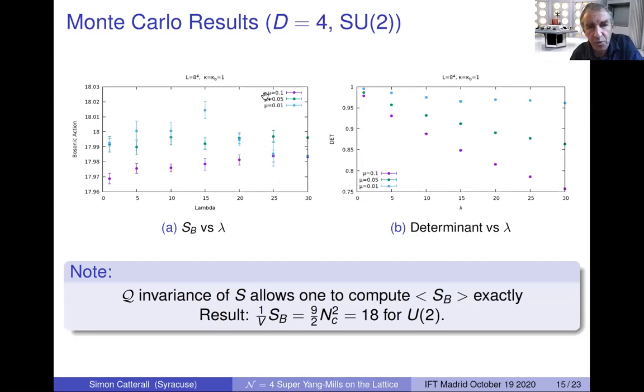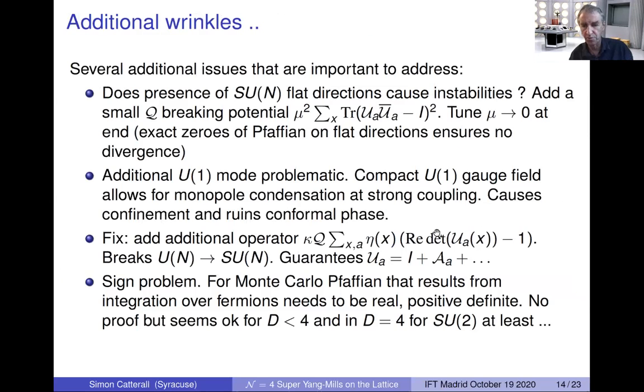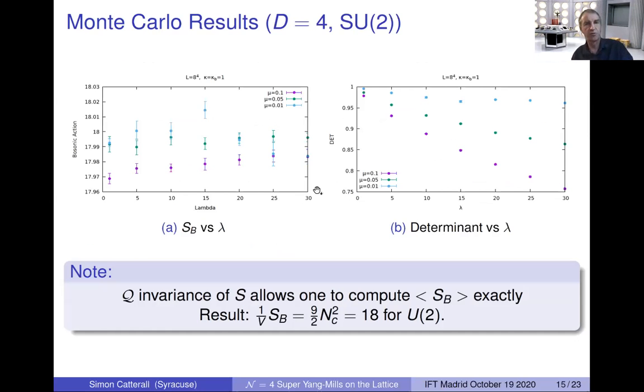Let's see, these are the mu parameters, 0.1, 0.05, 0.01. And this is an 8 to the 4th lattice. And I'm setting this parameter kappa, involving this new term, the coefficient of this new term, to 1. So originally, with our old work, it was set at 0.